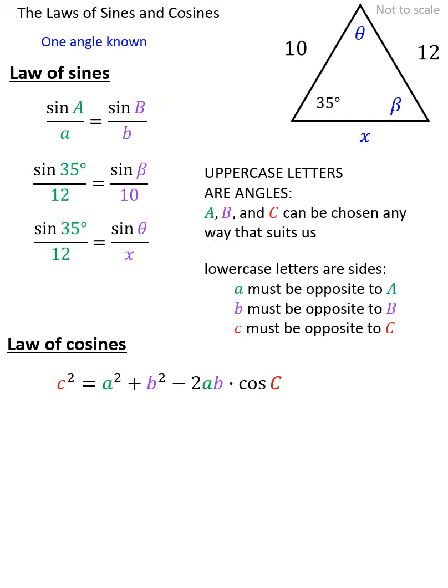But there's another way to write the law of sines for this particular situation, and that's to use beta and theta. And again, the denominators are the corresponding opposite sides. Well, all 3 of these are valid for this triangle. And it turns out for any given triangle, you can write the law of sines 3 different ways.